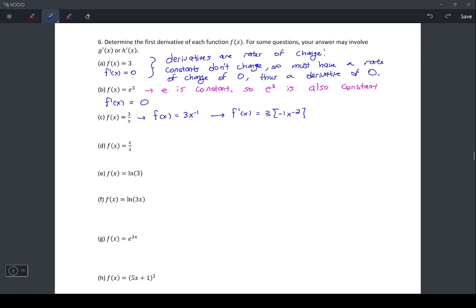So the old power comes down, and the new power is the old power subtract 1. So minus 1 subtract 1 is negative 2. We get negative 3x to the power of negative 2. And then use our exponent laws to simplify: negative 3 over x squared.